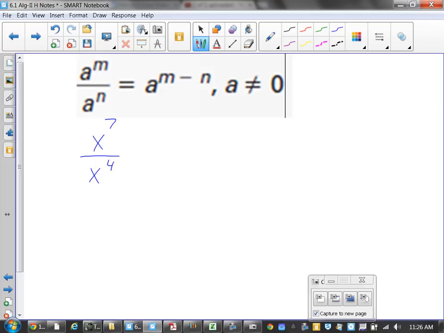Who wins in that battle of war? 7 or a 4? 7. Okay, what's 7 minus 4? 3. Okay. Since the 7 was larger, that means it has the most x values, which means it stays in the numerator. Whereas, if it was written the other way, if I write it out as x to the 17th over x to the 40th, now who wins? Where is it going to stay? Denominator. So what's 40 minus 17? See how clean that is to go that way?